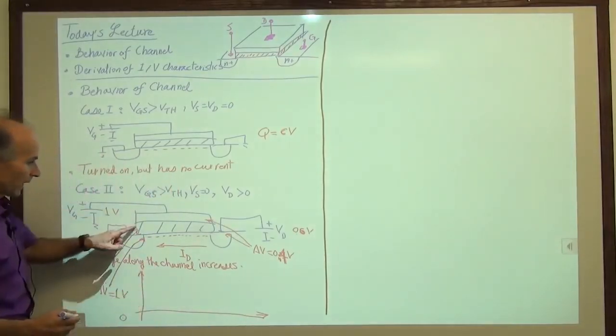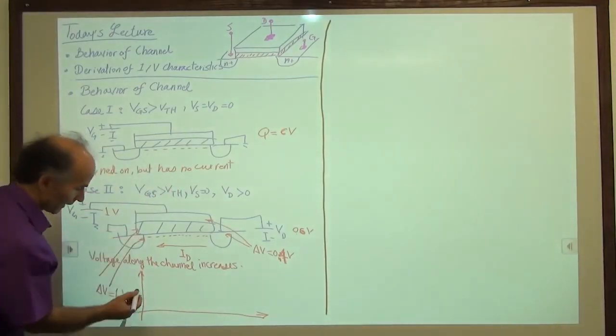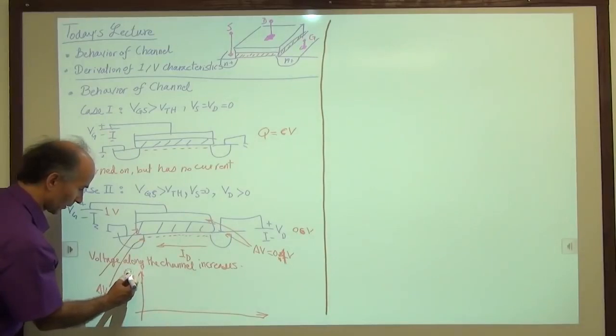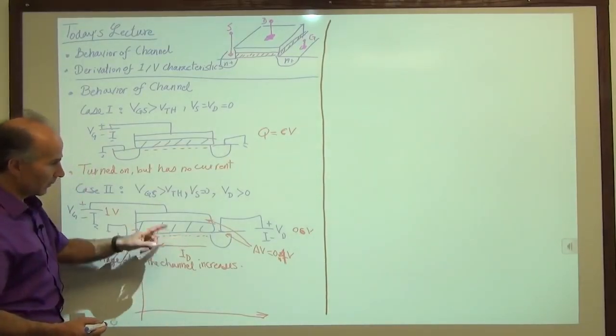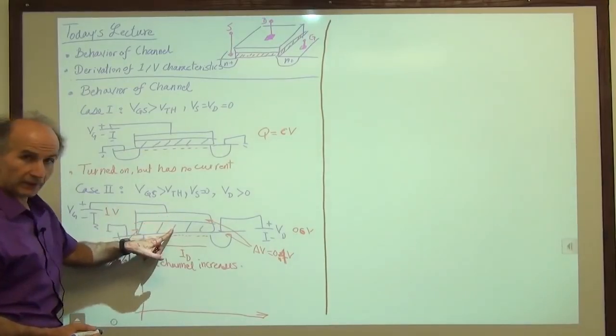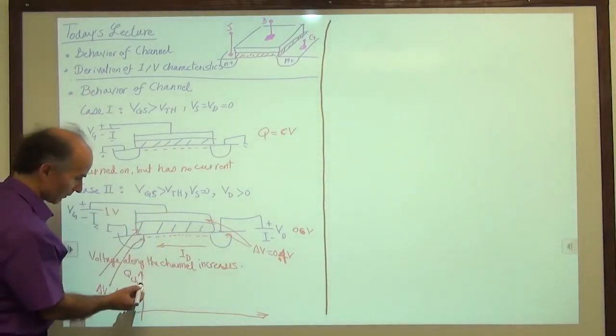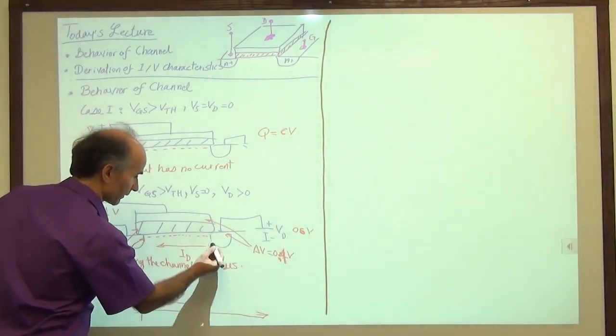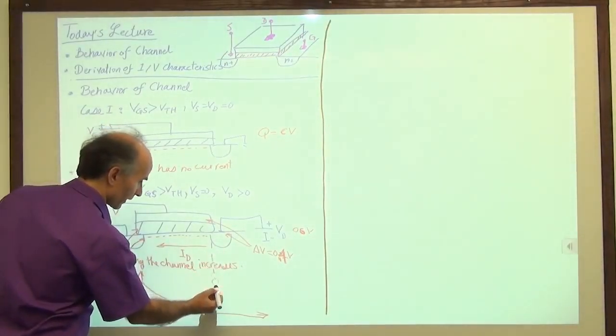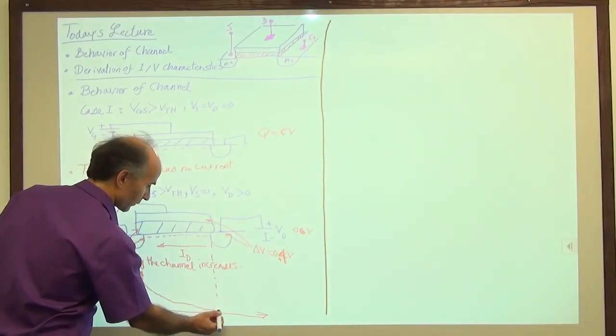So here we have maximum voltage difference. So we have maximum charge density, Q of channel. And then as we travel this way, because the voltage difference across the capacitor has reduced, the charge density has reduced, and keeps going down and down, right? And this is the end of the channel here. So it gets to some value.